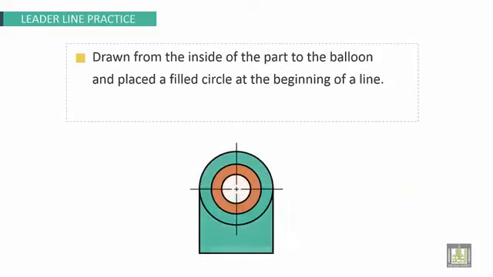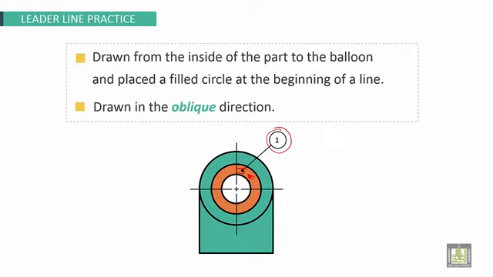Leader line practices. Draw from the inside of the part to the balloon and place a filled circle at the beginning of the line. Here the balloon indicates the number of this part, starting from the part. Drawn in an oblique direction. This is for part 2.